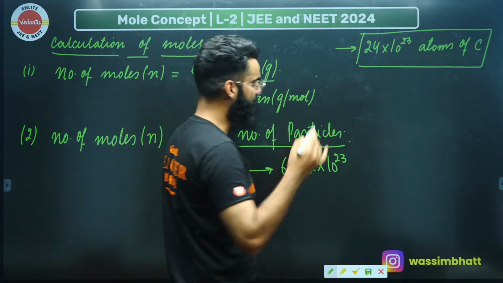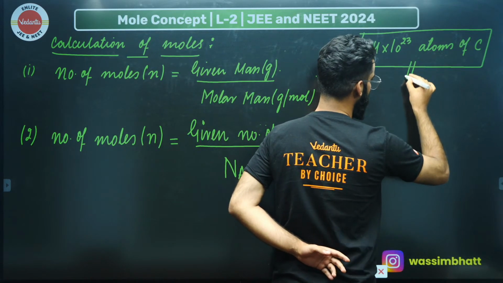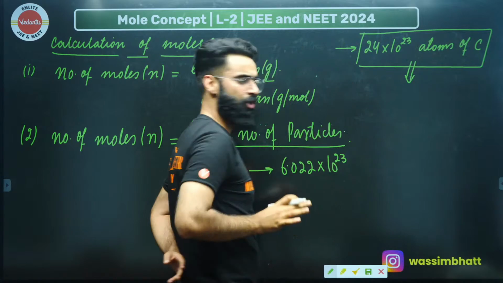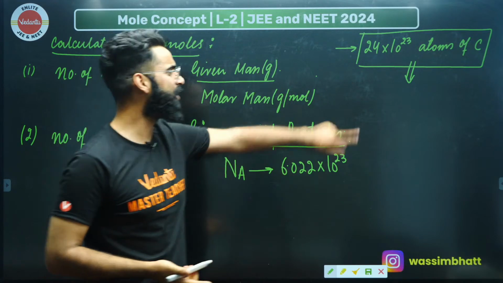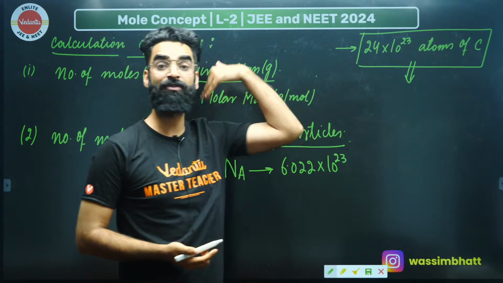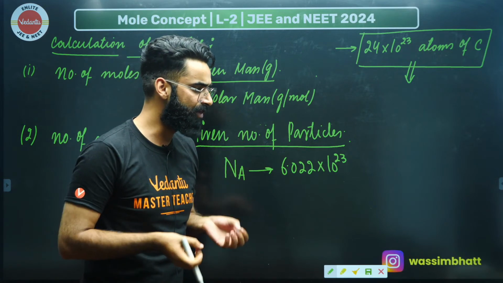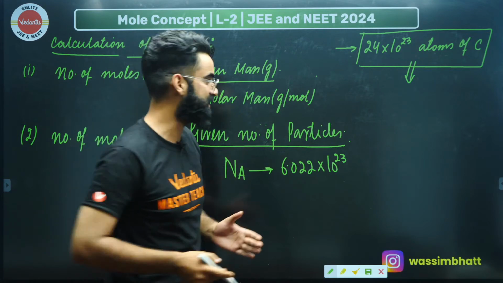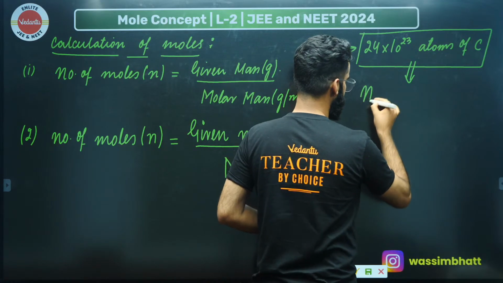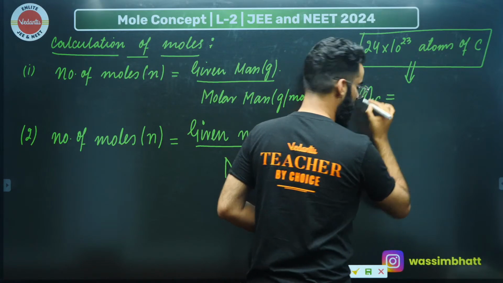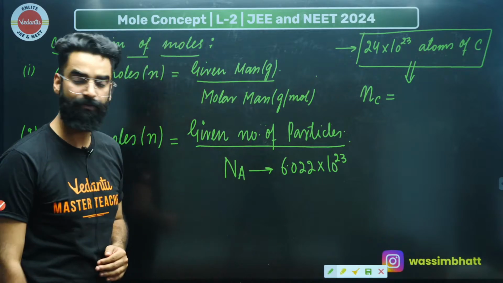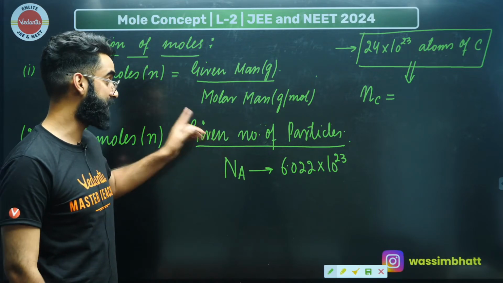Perfect. Now, first of all, just have a look. Are we given the mass of carbon? No. What are we given? We are given the atoms of carbon. That means we are given the particles of carbon. Whenever we are given particles of any substance and we are supposed to calculate the number of moles of that particular substance, how are we going to do that? By following the second relation.